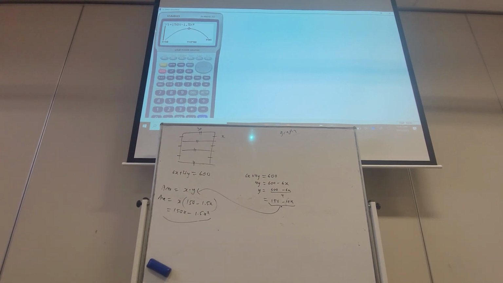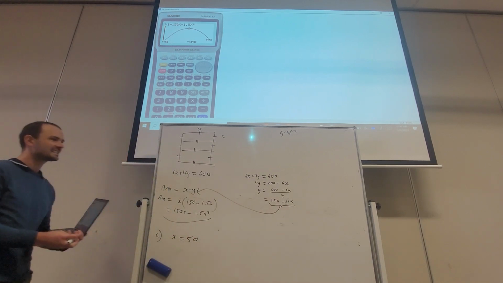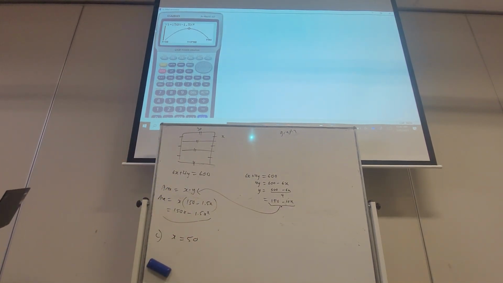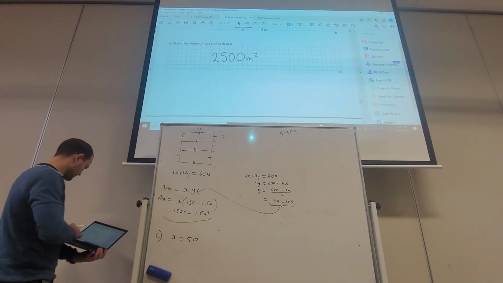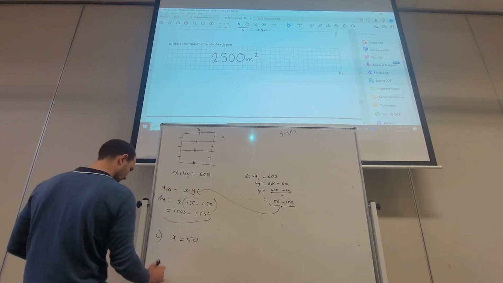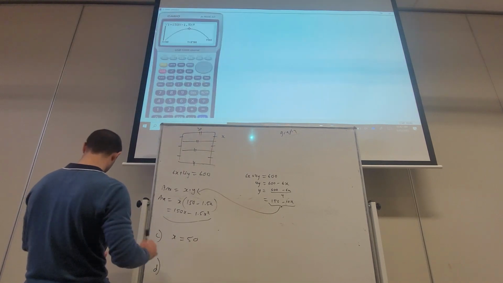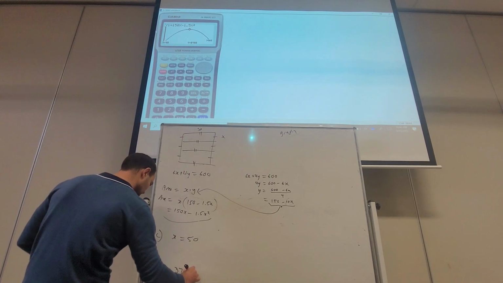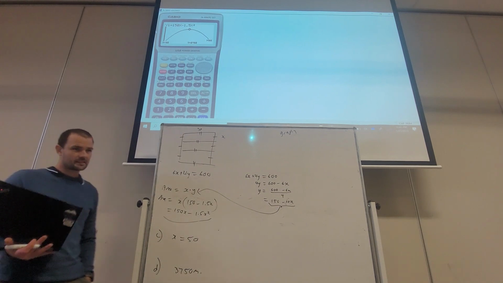So that helps you answer the next two parts. We've got x is 50. So for part C, we can just say x is 50. And when x is 50, the area, so that's the answer for part D, I think. Let's go back to the question. State the maximum area. We need to fix these answers. It is 3750.